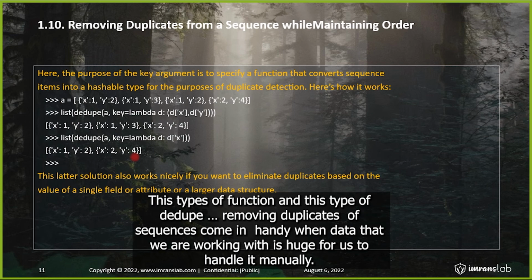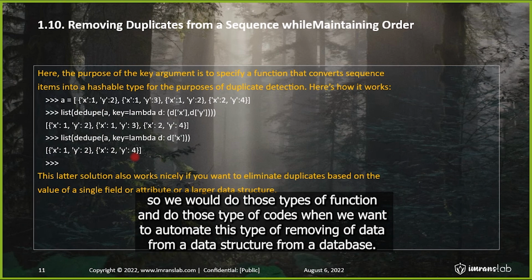These types of functions, this type of dedupe, removing duplicates from sequences, come in handy when the data we're working with is too huge for us to handle manually. So we would use these types of functions and code when we want to automate the removal of data from a data structure, or from a database.